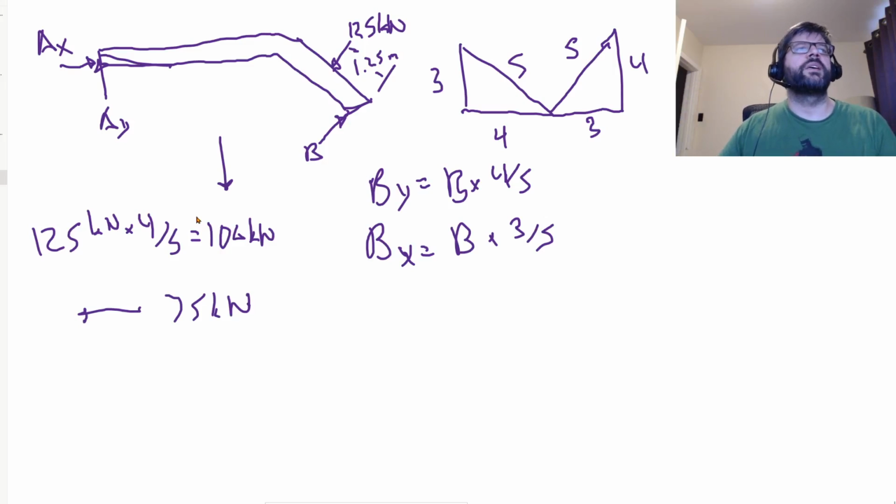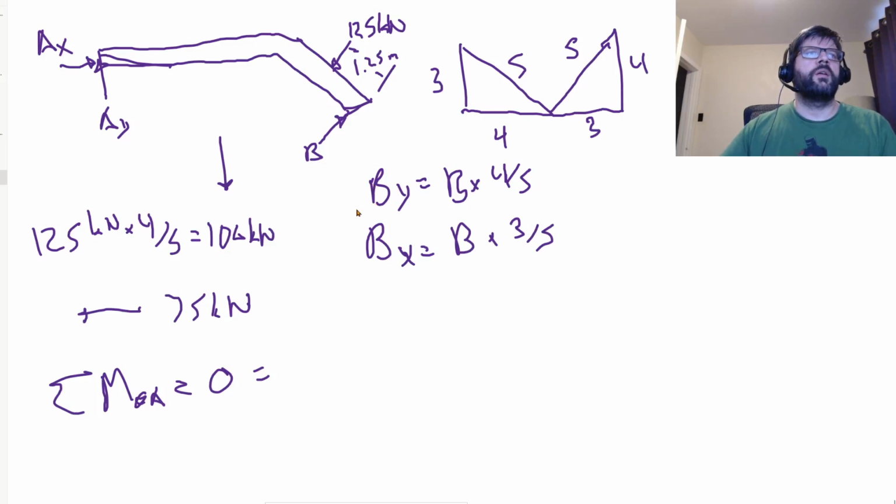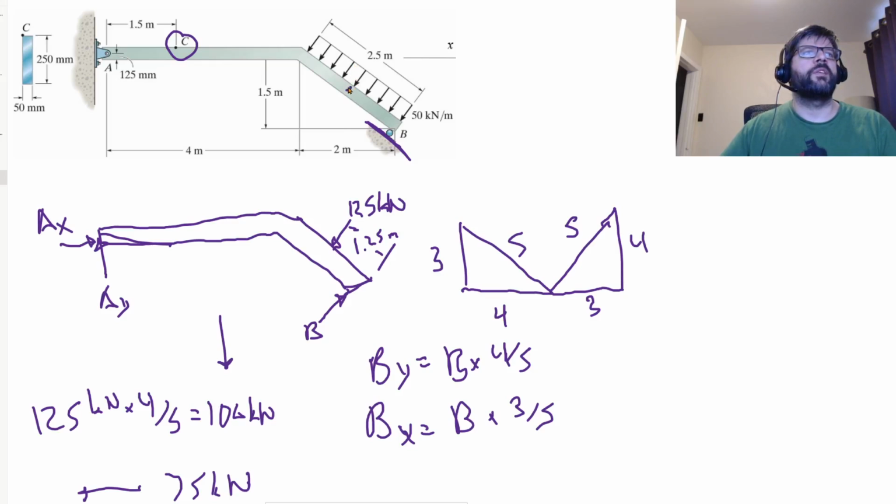So let's go ahead and take a moment about A to try to figure out what B is. So sum of moments about A is equal to 0. We have the 125 kilonewton force broken up into its x and y components. We know it's acting at a point right here, so its vertical distance from A will be 0.75, and its horizontal distance will be 1 meter plus the 4 meters, so 5 meters.